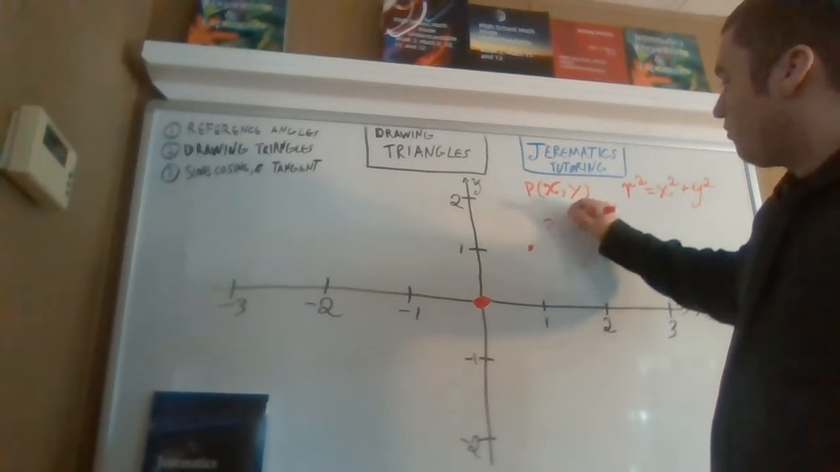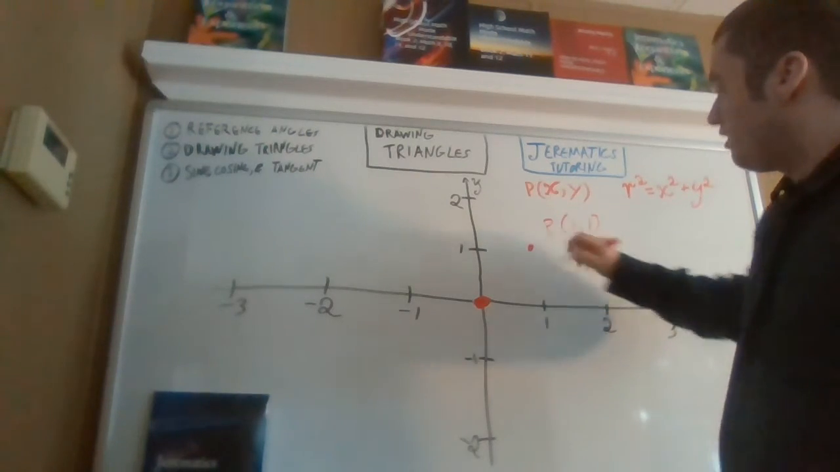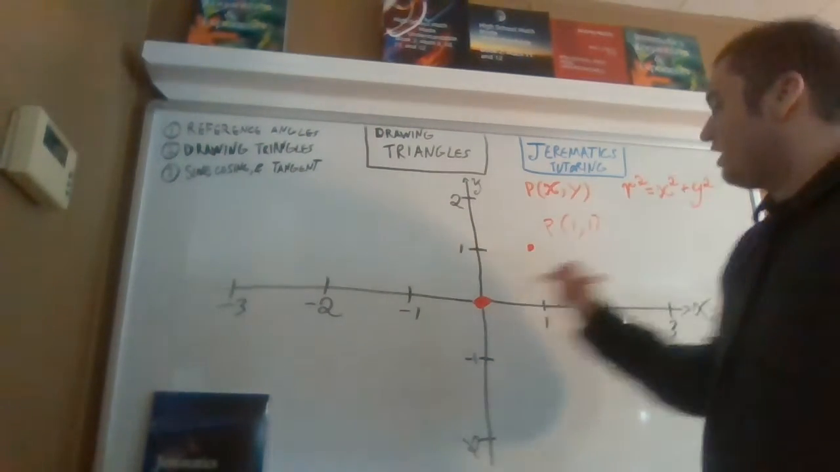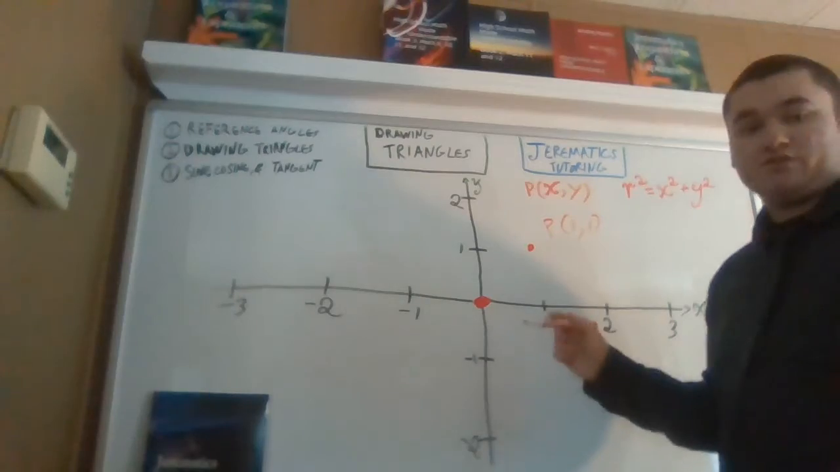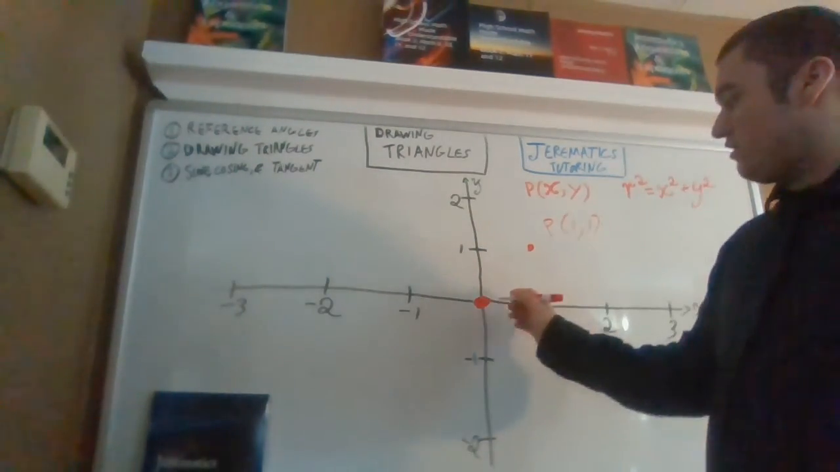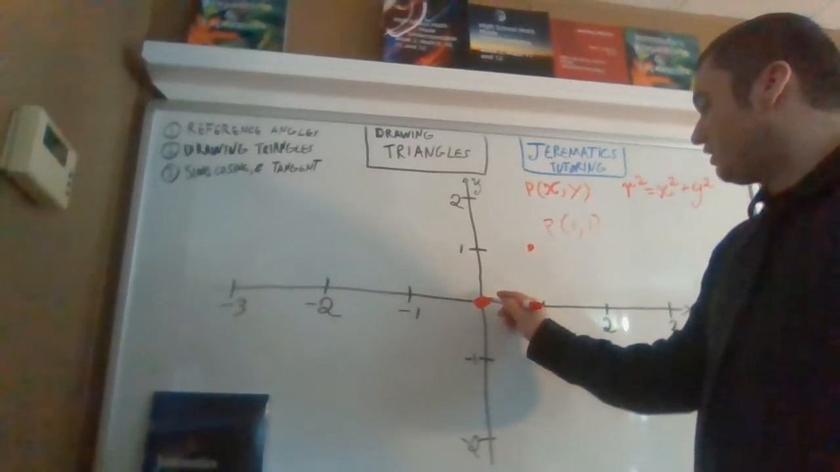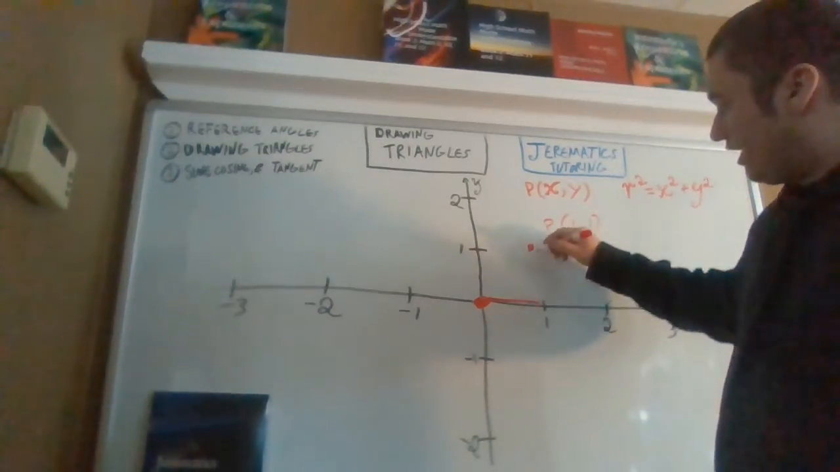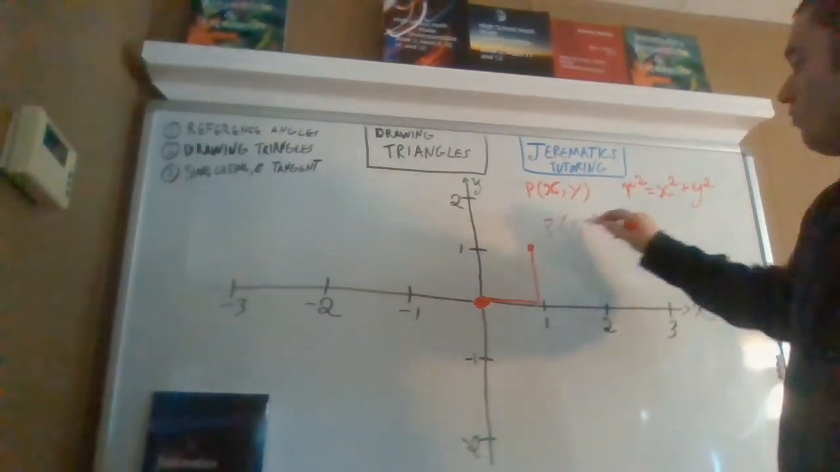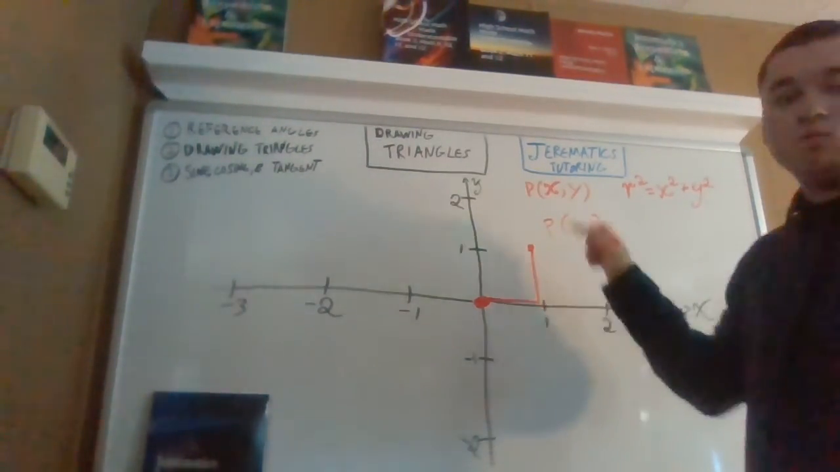So this would be the point (1, 1). You plot a point right here, (1, 1), and this would be your hypotenuse, right? Well, your x is your width, right? So your x would be like this, 1. And then your height is 1, because it's (1, 1): 1 to the right and 1 up.